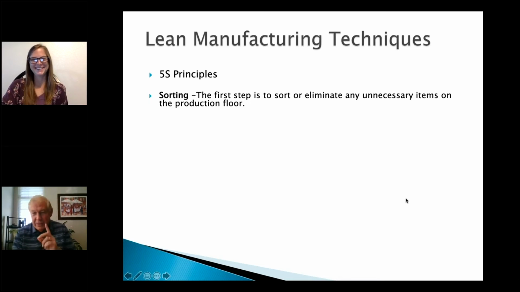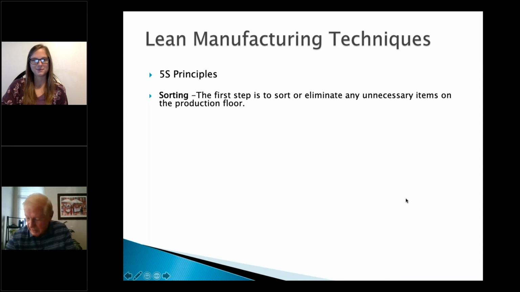So sorting, the first step in the 5S, is that you want to eliminate unnecessary items, and there are plenty of them. Whether it's excess materials, paper, records, whatever the case may be, and old parts, you're going to find if you walk through your plant and look really hard, you're going to see all kinds of stuff that can be removed or discarded. So that's the first step.